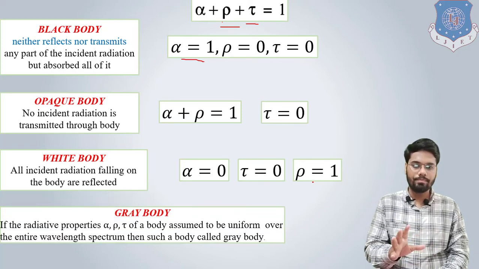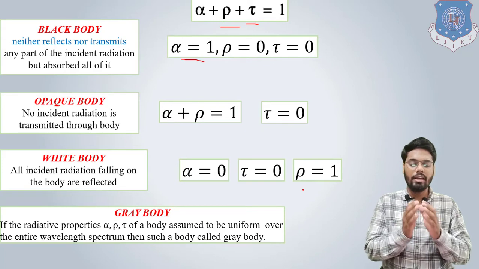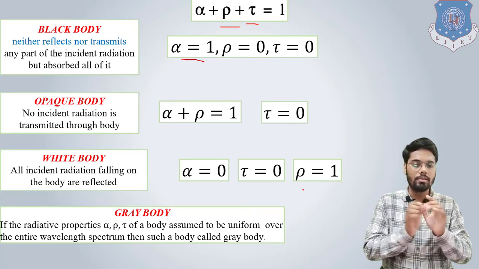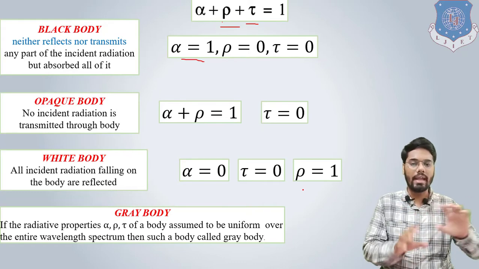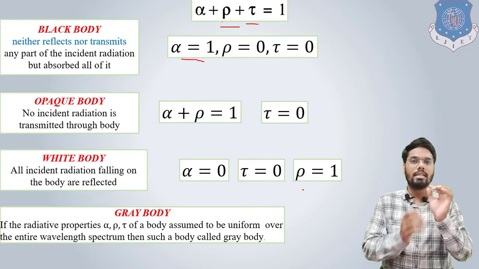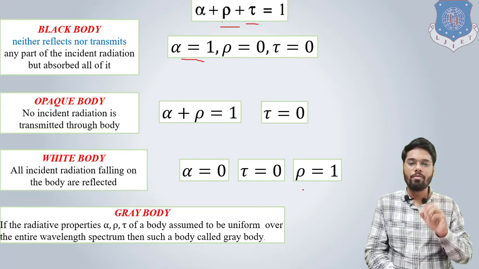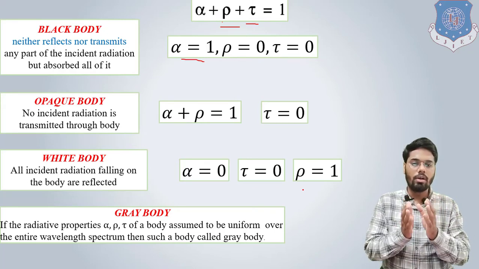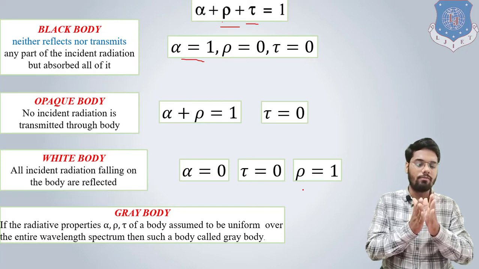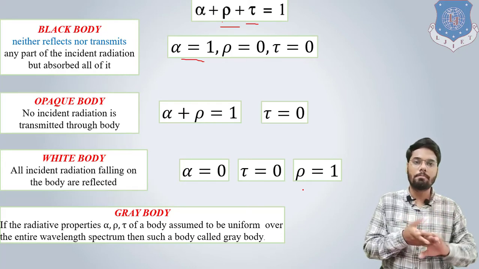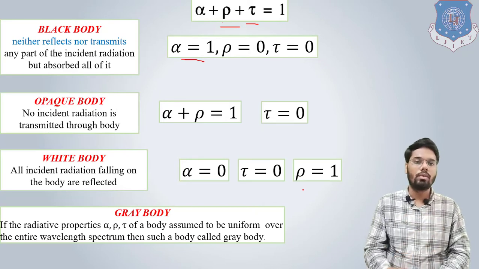For a gray body, if the radiative properties alpha, rho and tau of a body are assumed to be uniform over the entire wavelength spectrum, then such a body is known as a gray body. Again I repeat, what is a gray body? A body which has radiative properties alpha, rho and tau assumed to be uniform over the entire wavelength spectrum, then that body is known as a gray body.